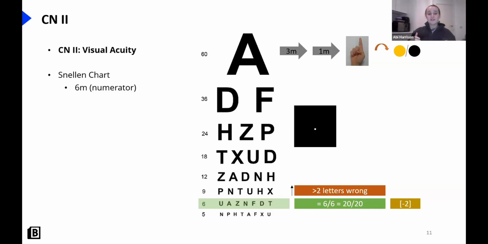If you ask your patient to read the smallest letter they can read, and they can't even read the top letter, so here the A, the next thing you would ask them to do is move closer, so to 3 meters away from the chart. That would then become your numerator, and you would ask them to again read the smallest line they can see. If they still can't read that big A at the top, you move them to 1 meter.